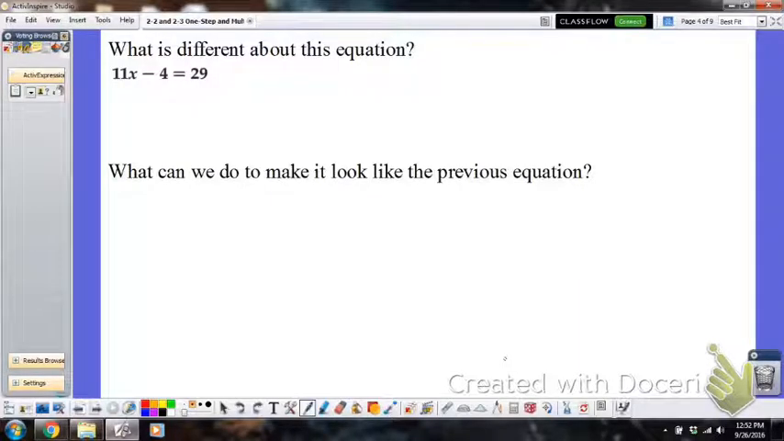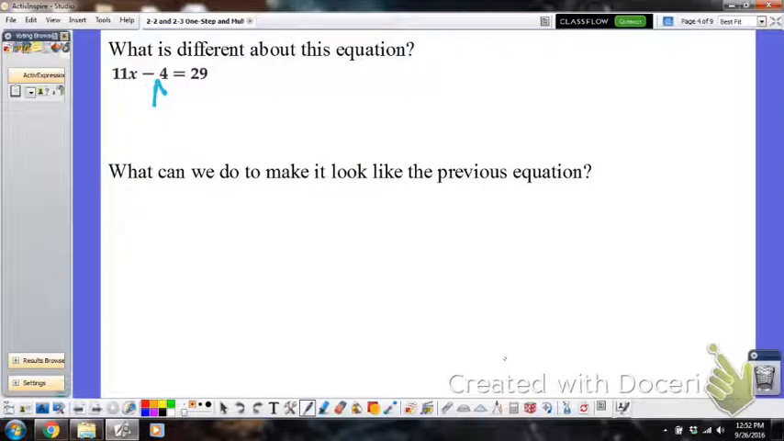So let's take a look at this equation. 11x minus 4 is equal to 29. And we have to look at what's different about this equation. If you take a look at it, all of our equations before have looked like either 11x equals 29 or like x divided by 11 equals 29, stuff like that. But this time we have 11x minus 4 equals 29. So we have this extra operation of negative 4.